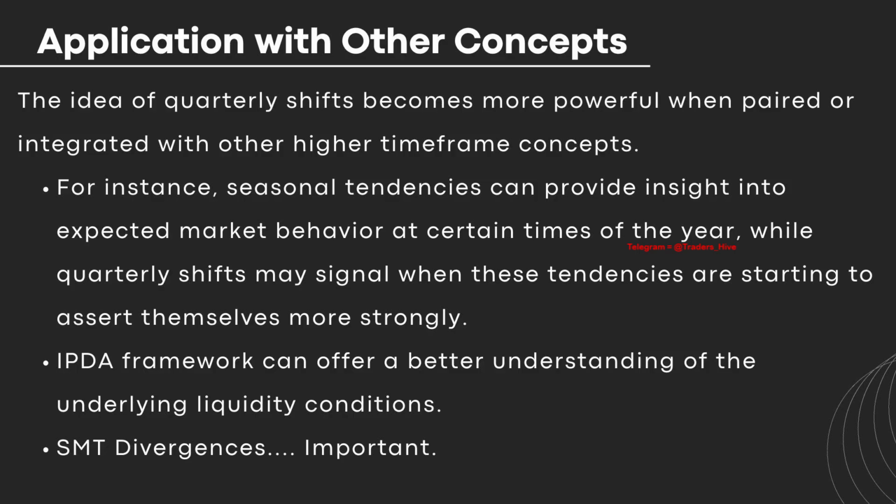Now, for instance, seasonal tendencies provide us with insights into what could happen at certain times of the year, right? Now, the way quarterly shifts help us when combined with seasonal tendencies is that we can use it to predict or anticipate major structural shifts, or major quarterly shifts, at particular times of the year, and that way we can time certain profiles and certain trends in the markets. It can essentially show us when the seasonal tendencies can assert themselves more strongly.